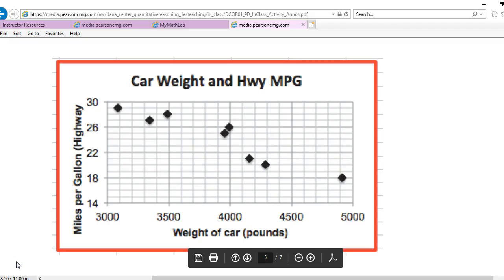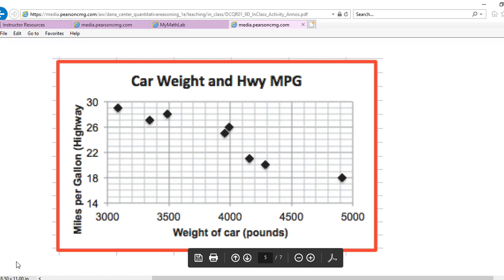Part A says create a scatter plot. I'm going to use this one that's already created. And notice that the weight starts at 3,000. It doesn't start at 0. It goes up to 5,000, so that's very acceptable. It'd probably be better if they showed us that on the graph, but we'll point it out. And then the miles per gallon actually start at 14 and go up to 30.